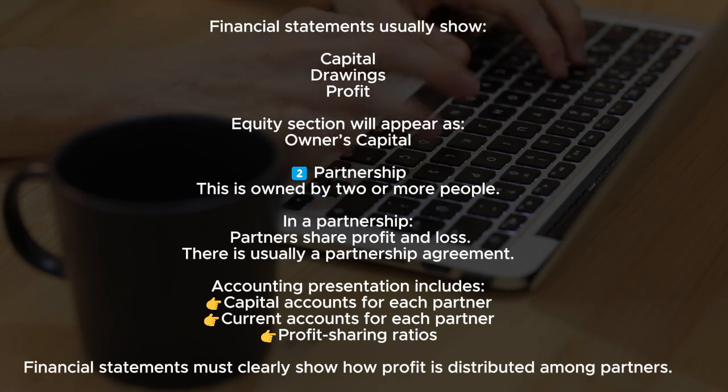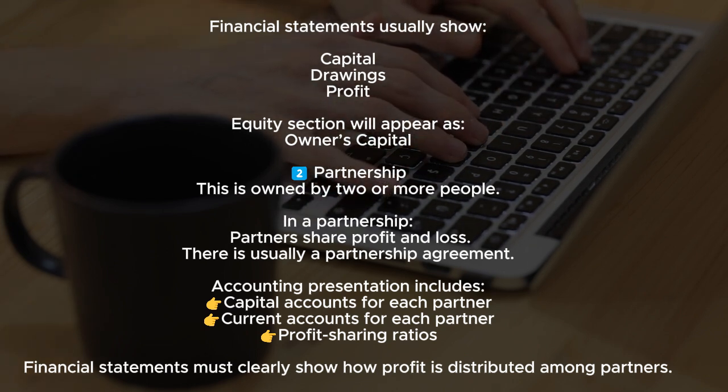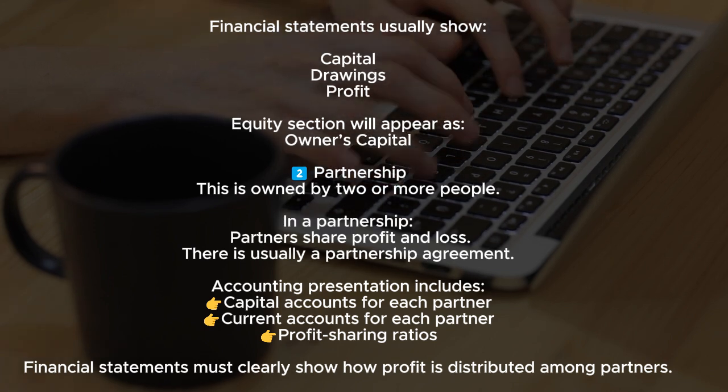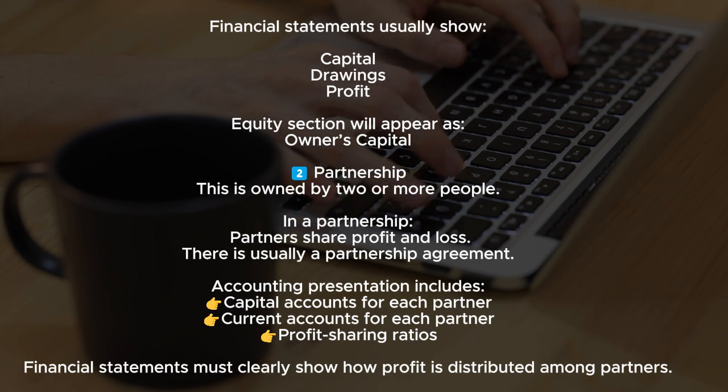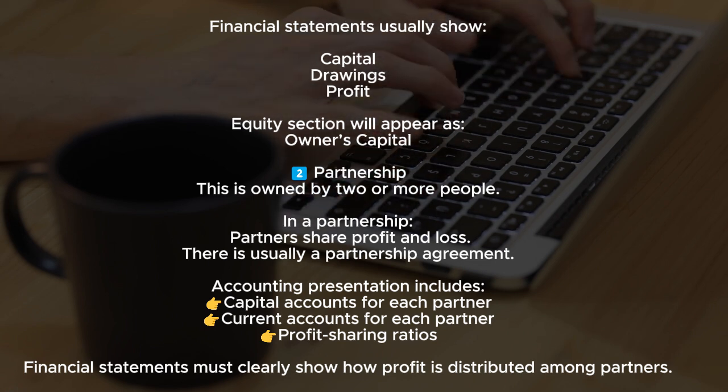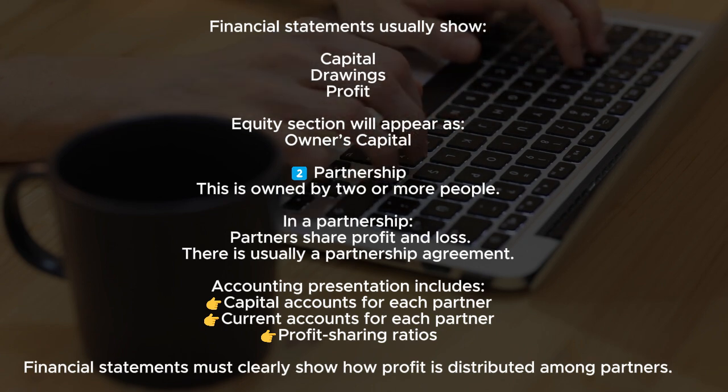2. Partnership. This is owned by 2 or more people. In a partnership, partners share profit and loss. There is usually a partnership agreement. Accounting presentation includes capital accounts for each partner, current accounts for each partner, profit-sharing ratios. Financial statements must clearly show how profit is distributed among partners.